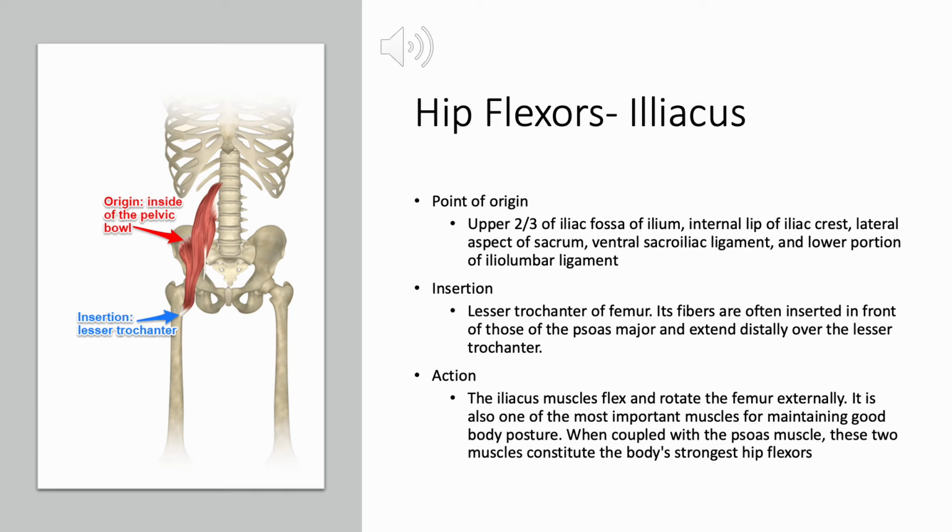Its fibers are often inserted in front of those of the psoas major and extend distally over the lesser trochanter. The action of the iliacus is to flex and rotate the femur externally. It's also one of the most important muscles for maintaining good body posture. When coupled with the psoas muscle, the 2 muscles constitute the body's strongest hip flexors.